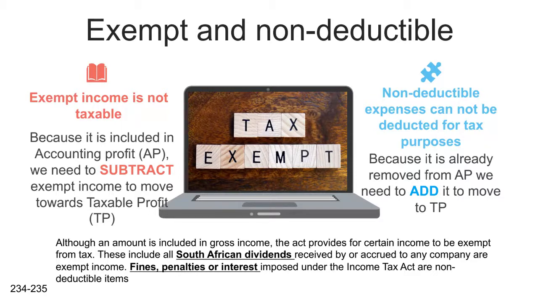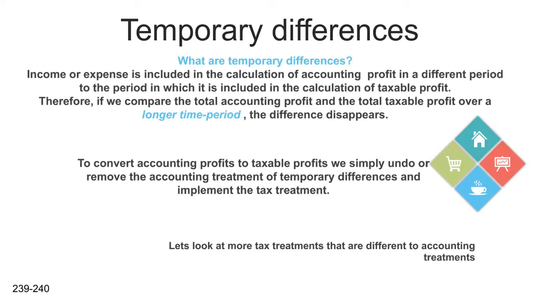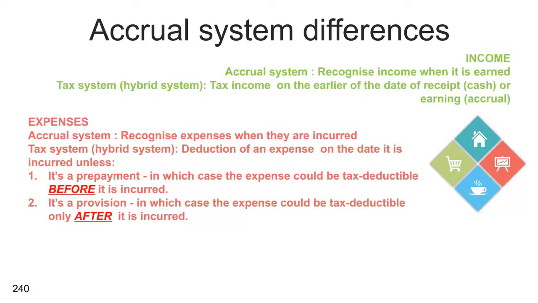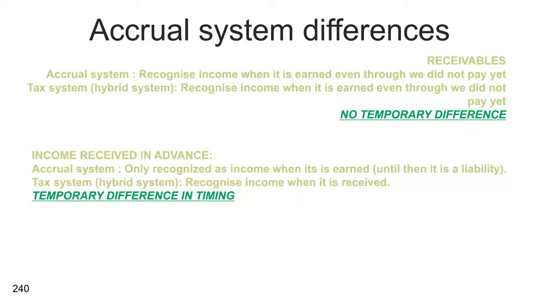So that is permanent differences. Then we went on to temporary differences, the other types of differences, and we said there are three types. The first type is the one that we dealt with. We dealt with the accrual issue, the difference between accrual system in accounting and the hybrid system in tax. Basically, what that meant is that for receivables, there will be no difference, right? So for debtors, there is no difference. Trade receivables, there's no difference, because we both recognize it. The tax man and the accountant recognizes it at the time it's earned.